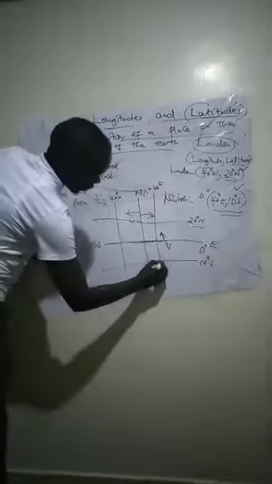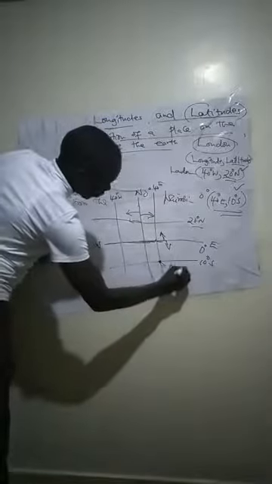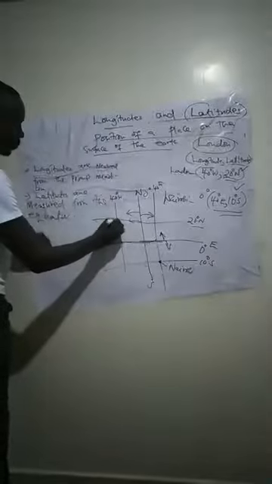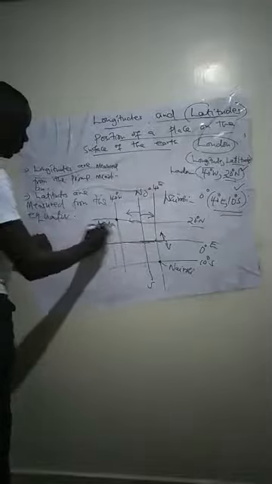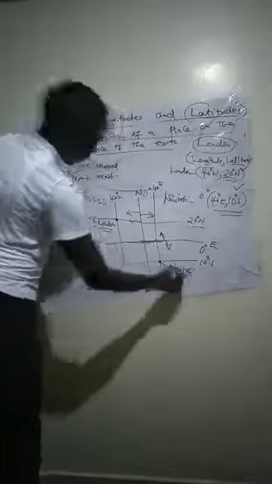So we have the town here. This is Nairobi. Then we have the other town here. That is London. And that is basically how we locate the position of a place.